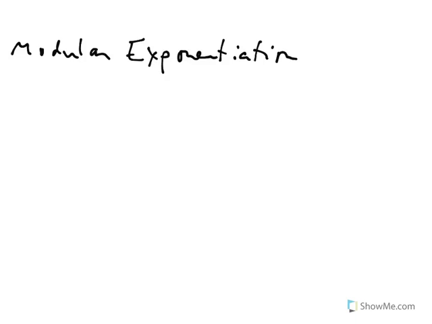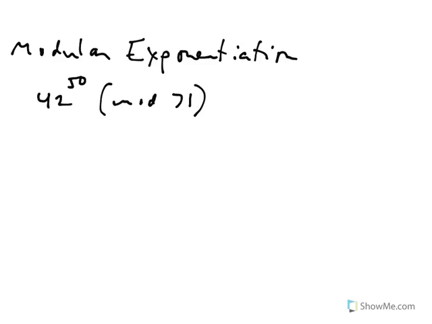Modular exponentiation is when you find the remainder of a number raised to a very large power when divided by some other large number. So, for instance, what remainder do you get when you divide 42 to the 50th power by 71? So it's some number less than 70.